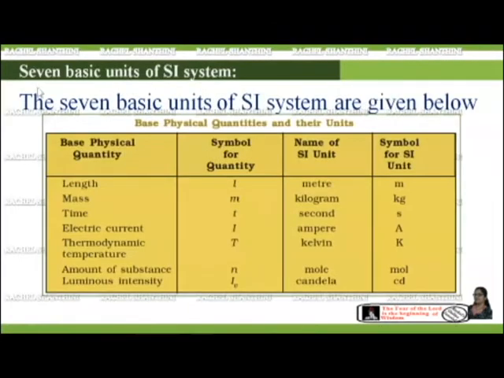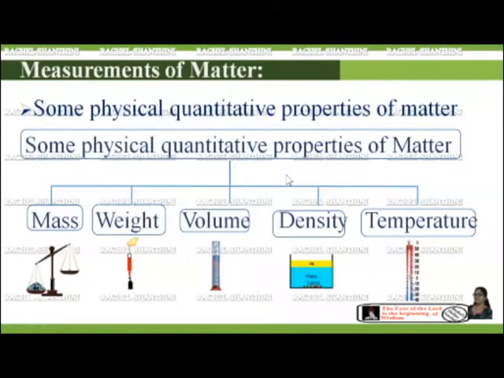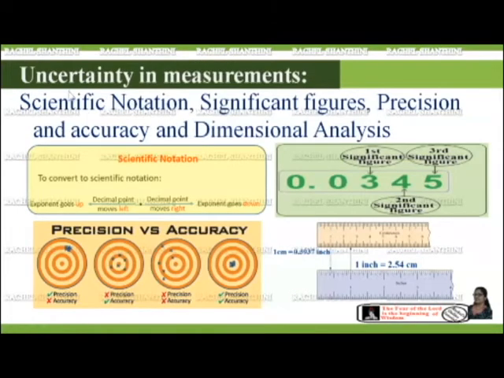In session 1.2, we have discussed the 7 basic units of SI system, its definition and its symbol. In session 1.3, we have discussed the physical quantitative properties of matter, and under this heading, we have discussed mass, weight, volume, density, and temperature. In session 1.4, we have discussed the uncertainty in measurements, and under this heading, we have discussed scientific notation, significant figures, precision and accuracy, and dimensional analysis.